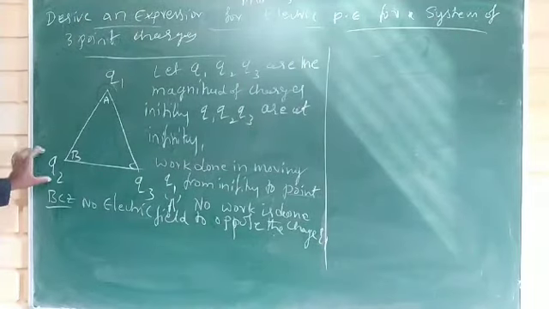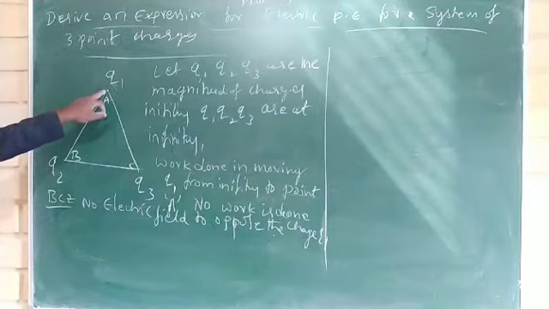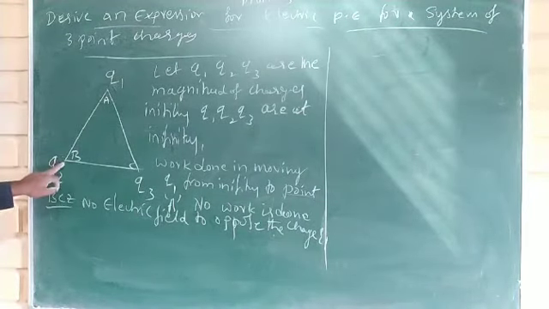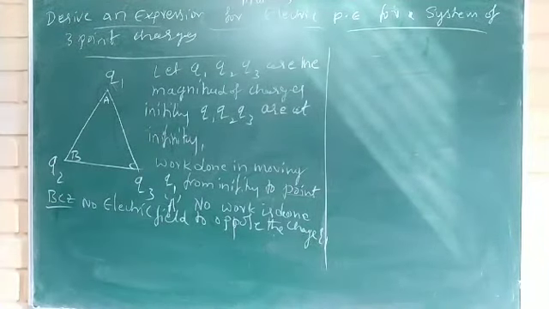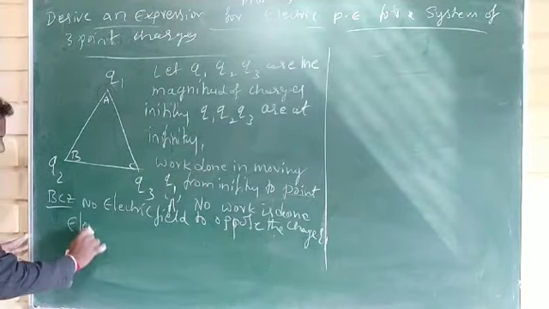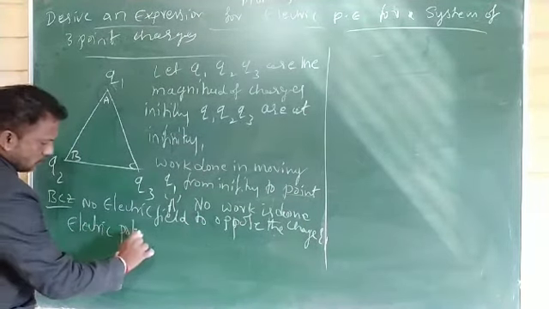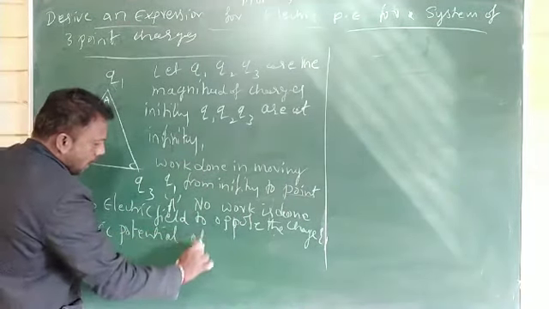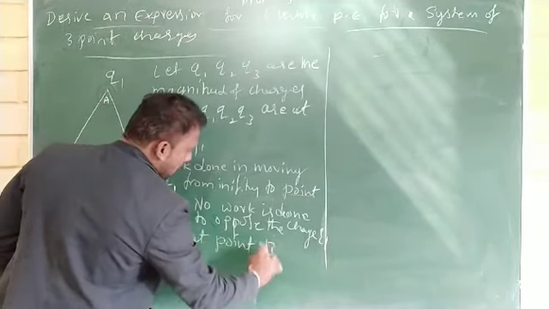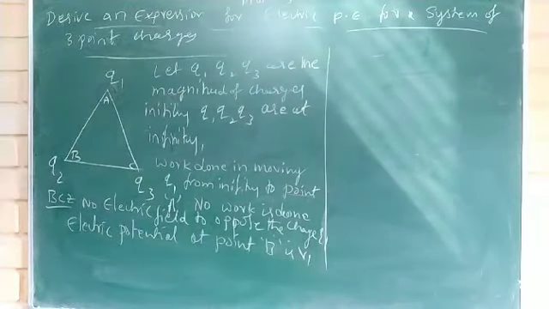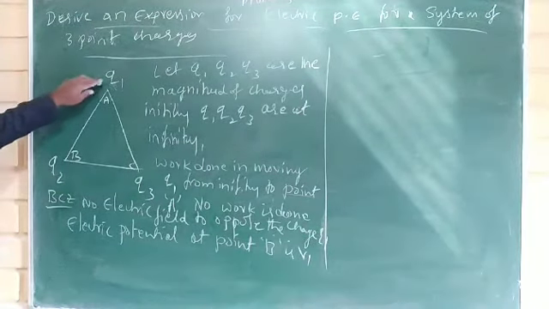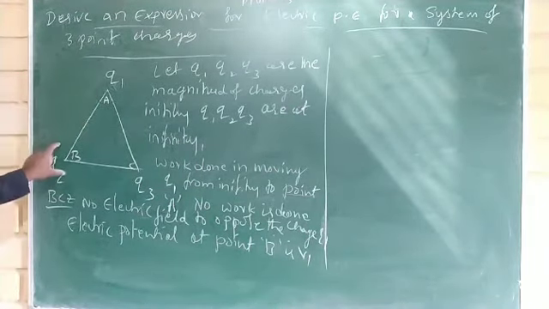After that, Q2 is at infinity, Q3 is at infinity. But Q1 is already placed at point A, therefore the electric potential at point B is V1. Therefore, work done in moving the Q2 charge from infinity to point B, work has to be done because the electric field due to the Q1 charge opposes the Q2 charge.